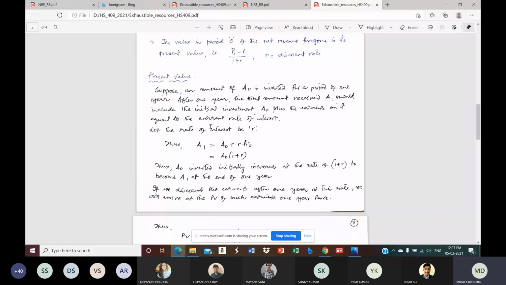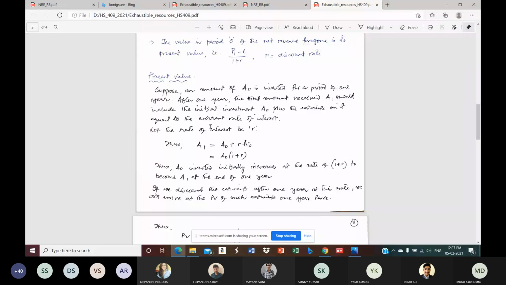Based on that, he will decide whether to go for extraction of the resource or leave it in the ground. For example, if the P naught minus C value, that means the current value of the price or returns that he receives by extracting the resource today, is greater than the opportunity cost, the revenues he will be foregoing in the future, then he will be better off selling his resources today. He will take a decision of selling the resources today because the opportunity cost will be much lower.